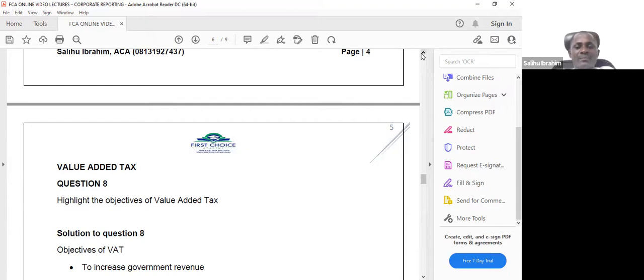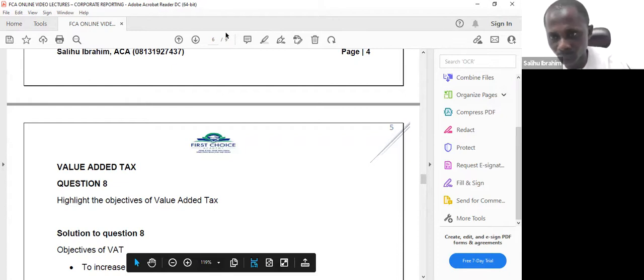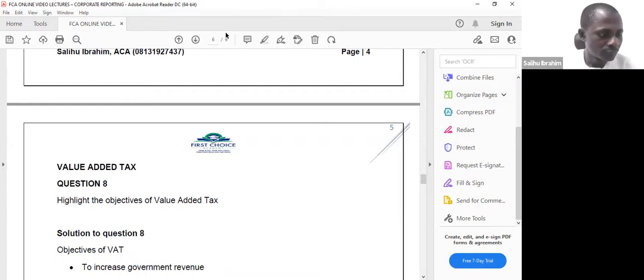So, any general question on stamp duty before we move to value-added tax? We are covering two topics today: stamp duty and value-added tax. We are done with stamp duty. We are moving straight to value-added tax. Okay, no question.